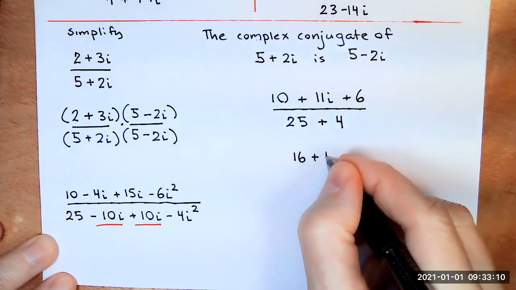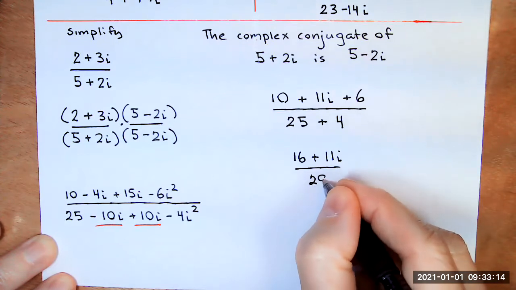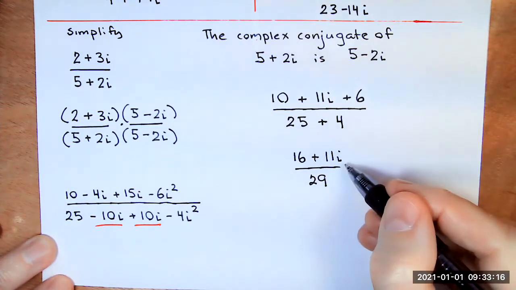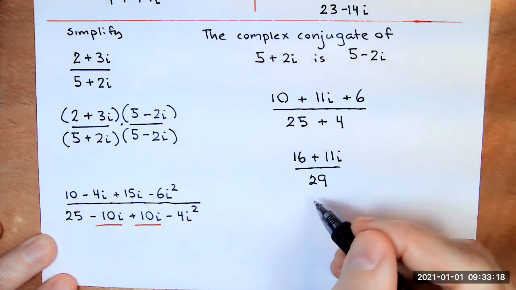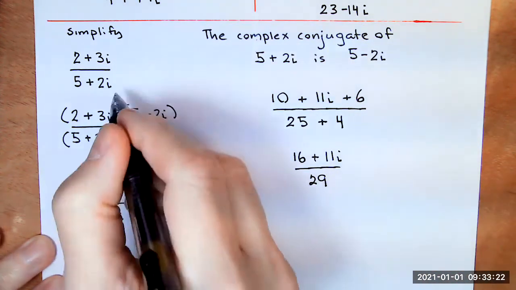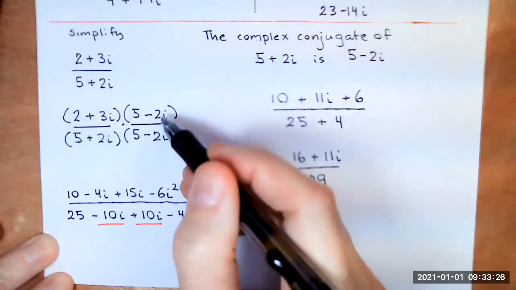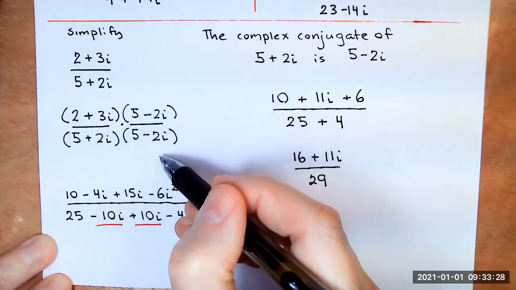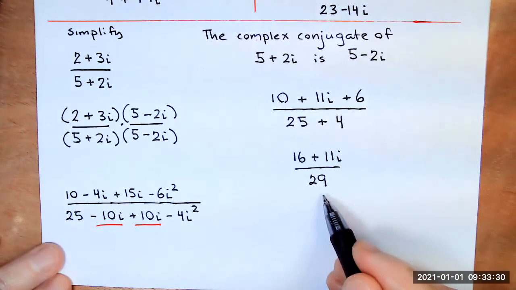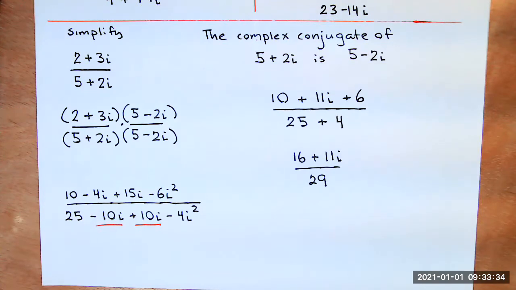16 plus 11i over 29. We have i in the numerator, that's totally fine, but we've eliminated i in the denominator. So this is the same number that we started out with because we multiplied by 1, but it's written in a simpler form with no i in the denominator. Let's try another one.